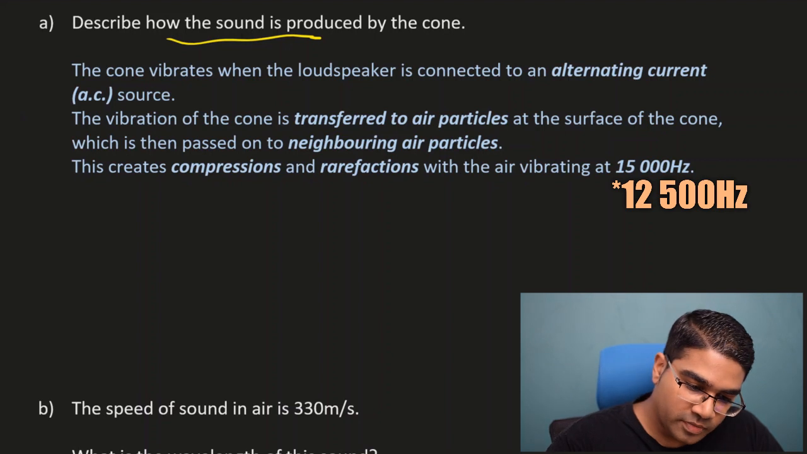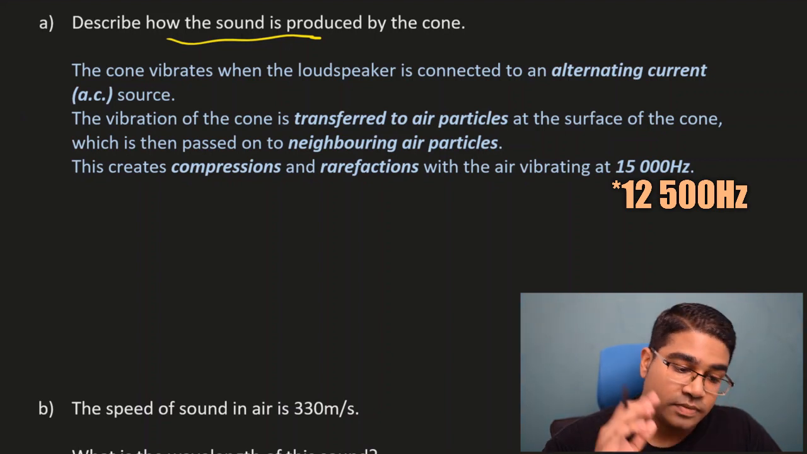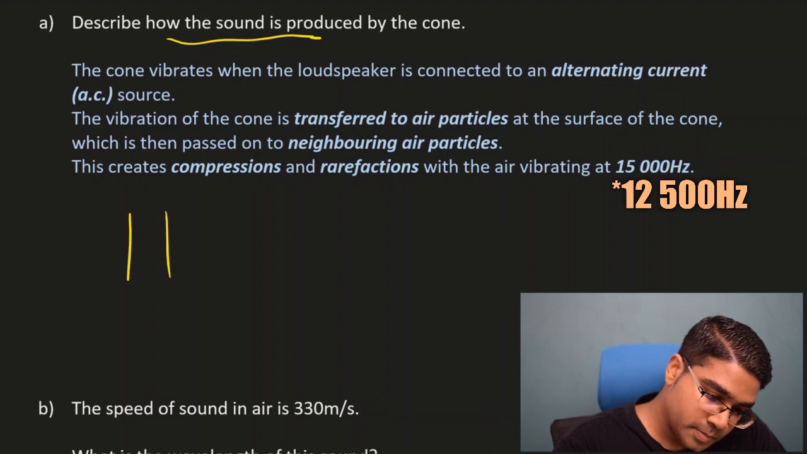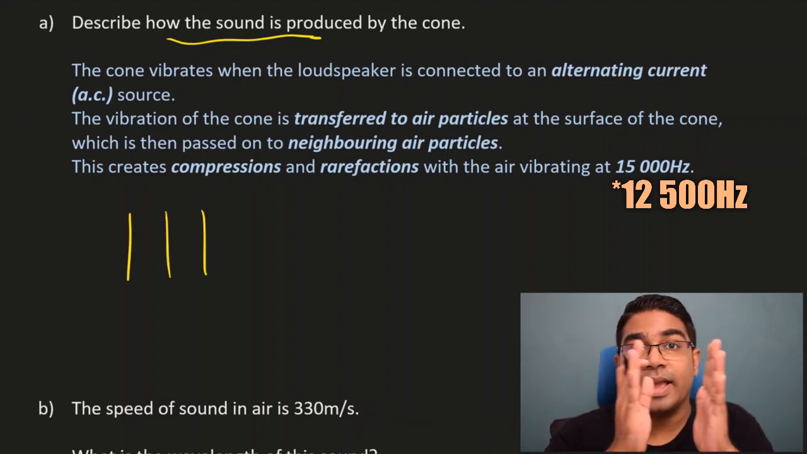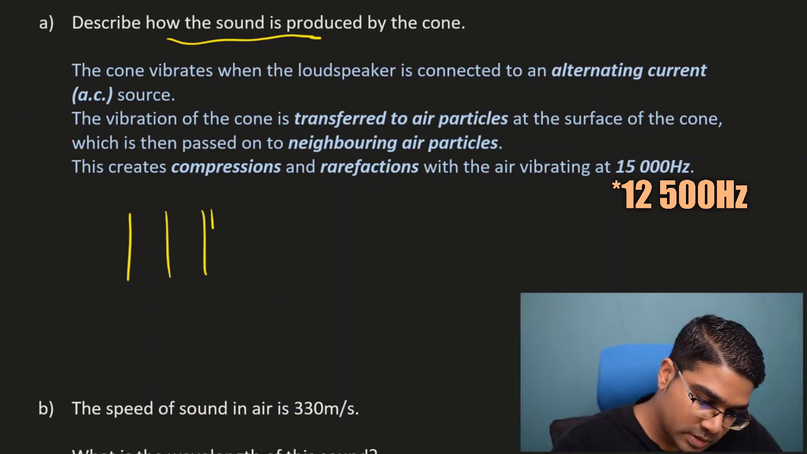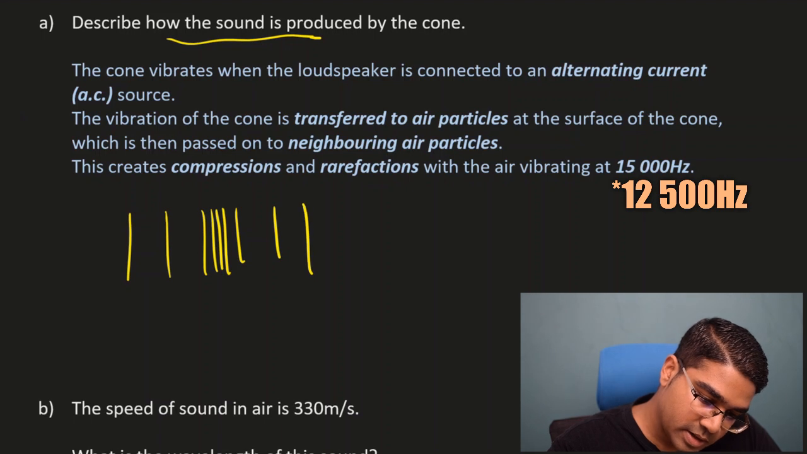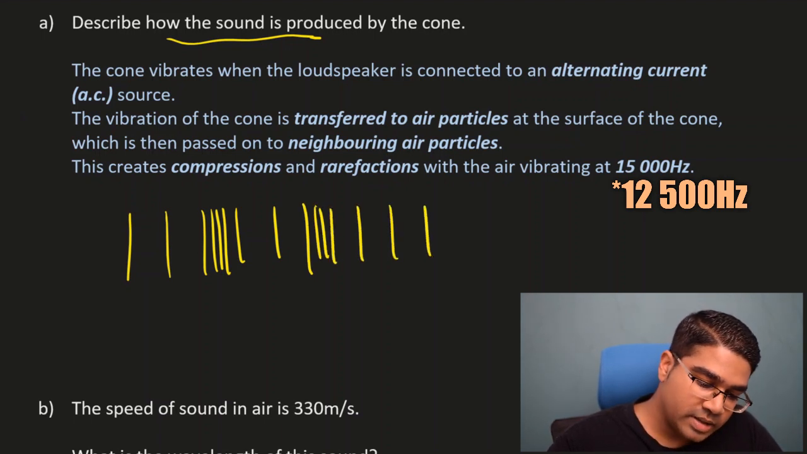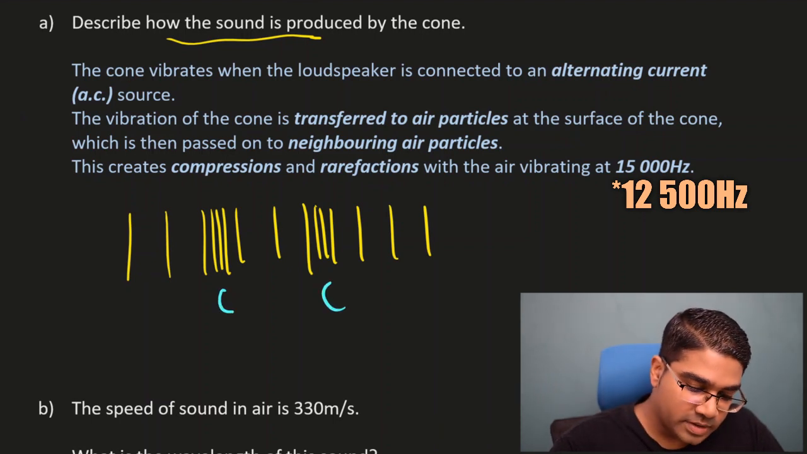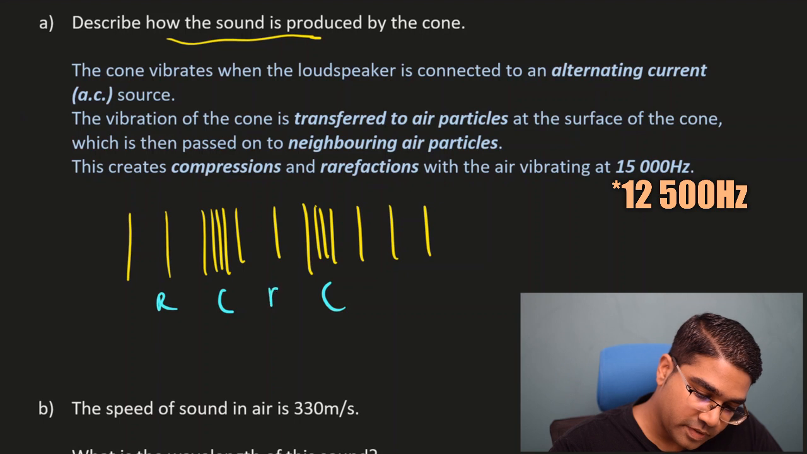So remember compressions and rarefactions. This is for longitudinal waves. What happens is there will be regions where the lines are further apart, and then regions where they are close together, and then further apart again, and then close together, and then further apart. The regions where they are close together are called the compressions, and the regions where they are further apart are known as rarefactions.